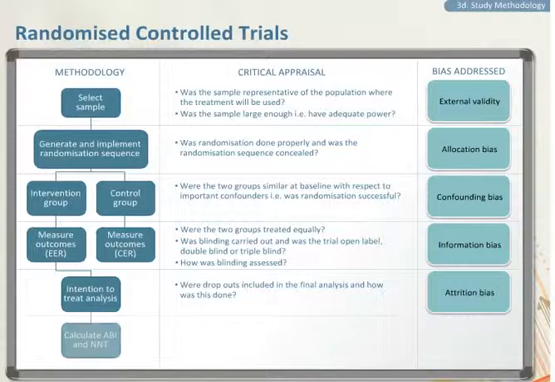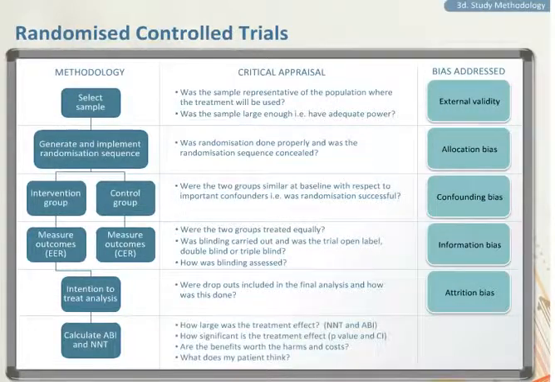Finally, calculate measures of effect, like the absolute benefit increase, or ABI, and the number needed to treat, or NNT. Ask yourself, how large was the treatment effect based on NNT and ABI? How significant is the treatment effect based on p-value and confidence intervals? Are the benefits worth the harms and costs? And finally, what does my patient think?